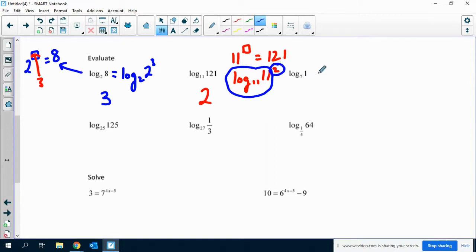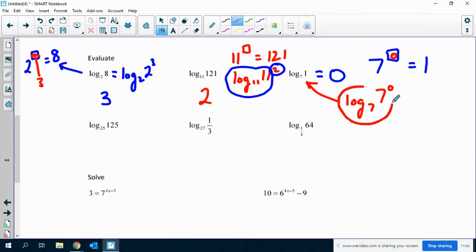Okay, log base 7 of 1, log base anything of 1 is always 0. And that's because 7 to the something equals 1. That something has to be 0. The other way I can think about it, log base 7 of 7 to the 0 power, because 1 is the same thing as 7 to the 0 power, and then I can convert this, log base 7 of 7 to the 0, that ends up canceling each other out essentially, and I end up with 0.